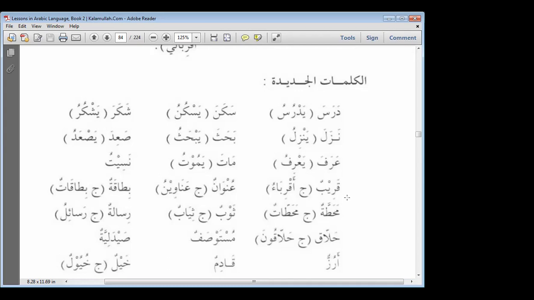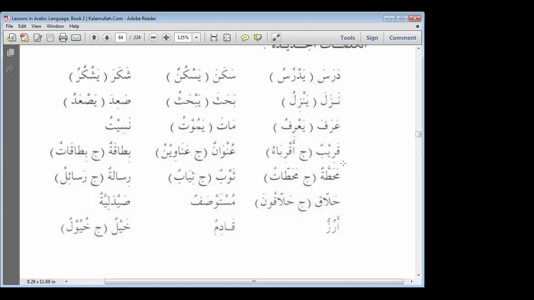Going on again. Right, so now we have some nouns and their plurals. So here you have qaribun. Qaribun means a relative. The word qaribun also means near, all right? So you have qaribun and ba'idun, near and far. So al-masjidu qaribun min al-bayt. The masjid is close to the house. So qarib means close, but the same word also means a relative, right? So qaribun in this context means a relative, a cousin, an uncle, a nephew, okay? So qaribun is the singular and the plural is aqriba'u. So say that, qaribun, aqriba'u.